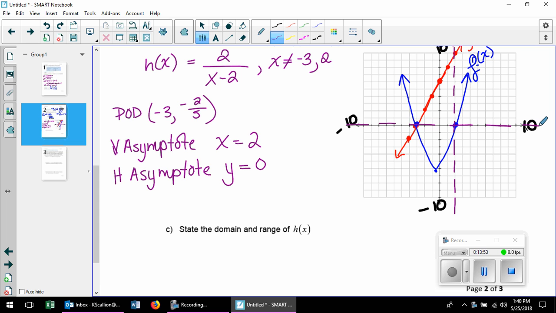Where's my point of discontinuity? Okay, so let's throw that in right now. So negative 3, and that's negative 0.4. Okay, so we have to at least do a couple of points. We've got to go back and label some points because there were no negative values anywhere.